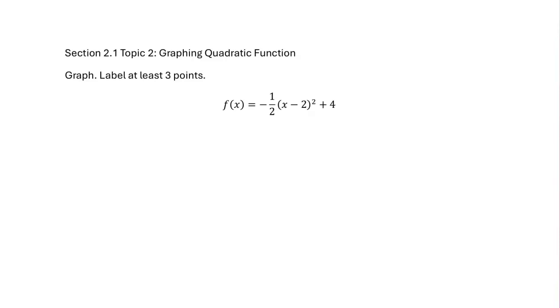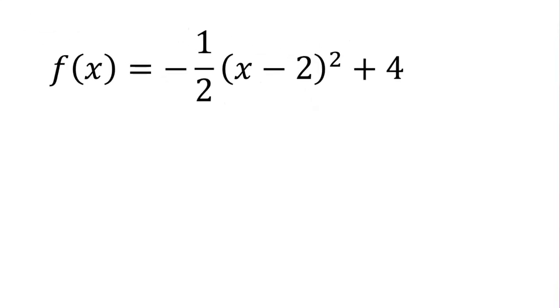Hi, this video is for Nova Online Math 161, and we're looking at section 2.1, the topic of graphing a quadratic function. Graph it and label at least 3 points. We have f of x equals -1/2 times (x minus 2) squared plus 4. Notice this is in quadratic transformation form.